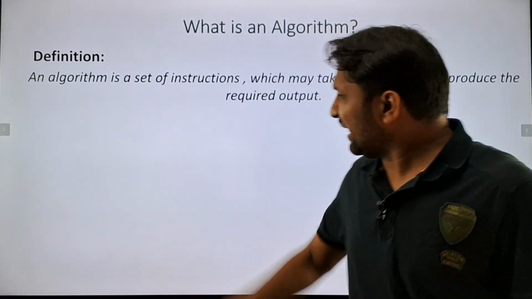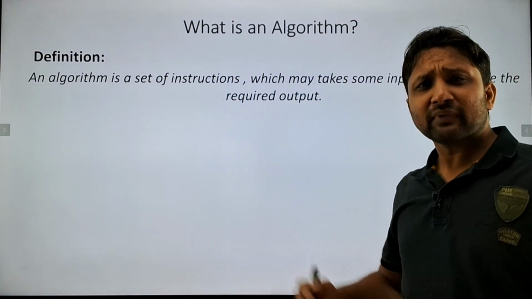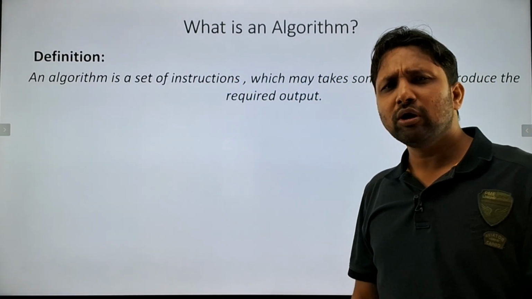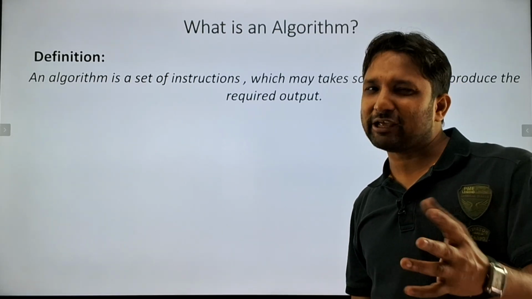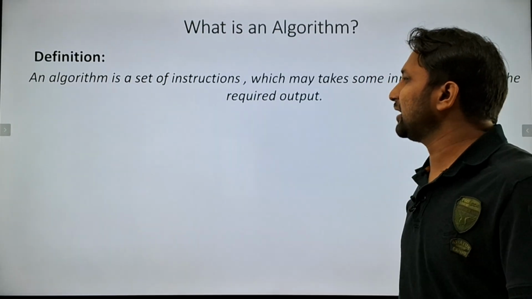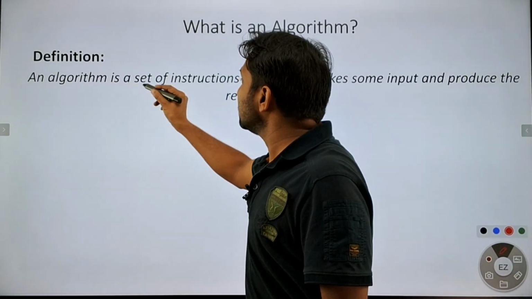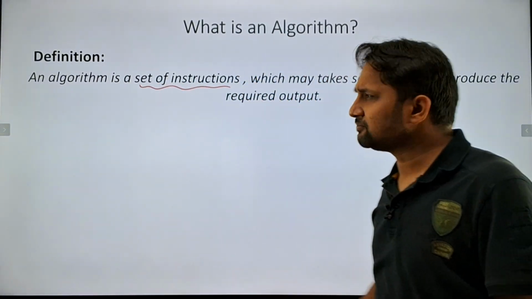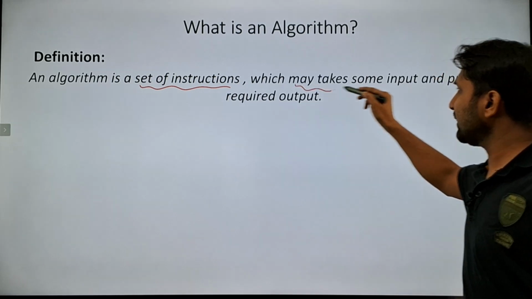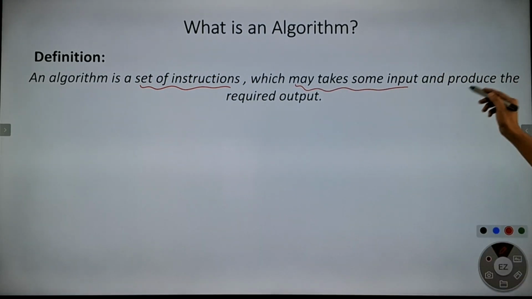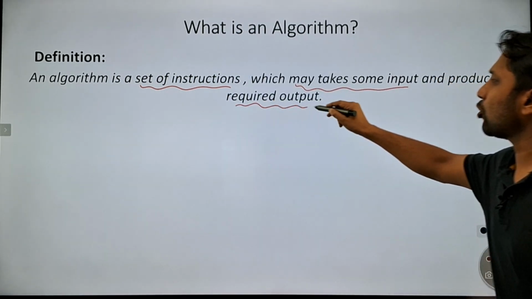So here is the definition of the algorithm. I have taken it from the Cormen book. Cormen book is the Bible for the algorithm. I have taken it from there itself. So let me read this definition. An algorithm is a set of instructions which may take some input and produce the required output.